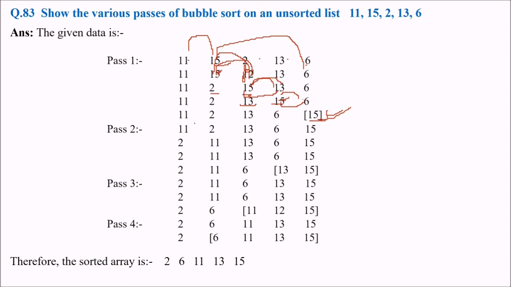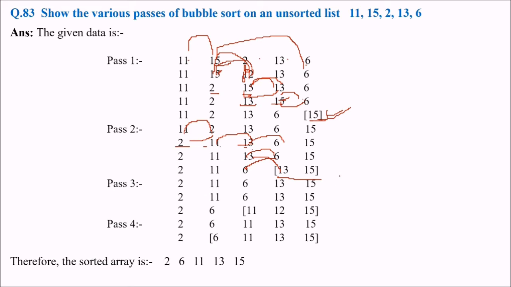Let us compare these two. Which is larger, 11 or 2? 11, so they will exchange themselves. 2 and 11. Which is greater, 13 or 11? 13, so there will be no shifting. Which is greater, 16, 13 or 6? Of course, 16. 16 will come here, 13 will come here. So for pass 2, we have found the two highest elements at the rear, or at the top, you can say.